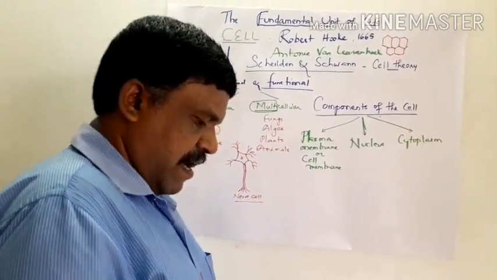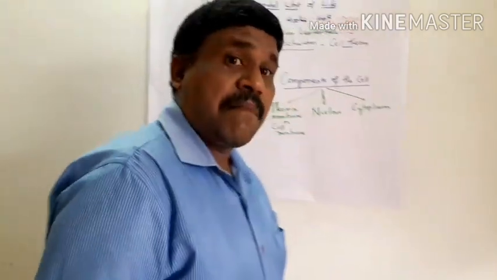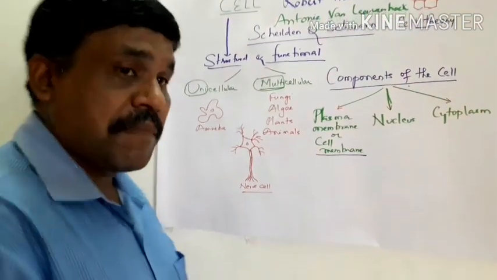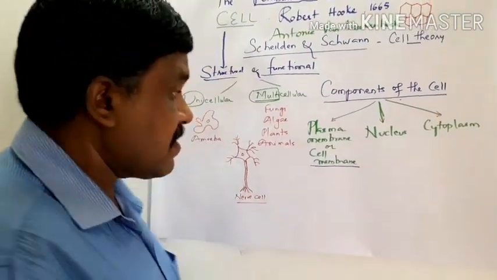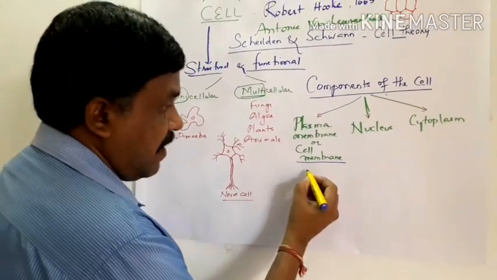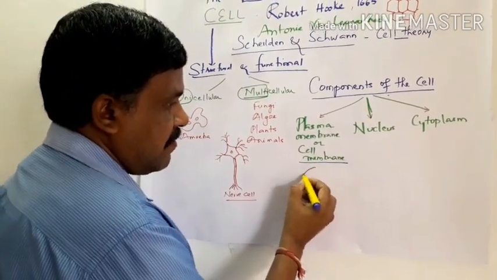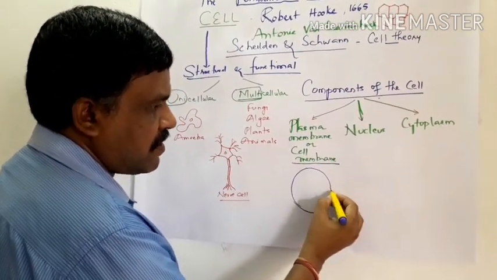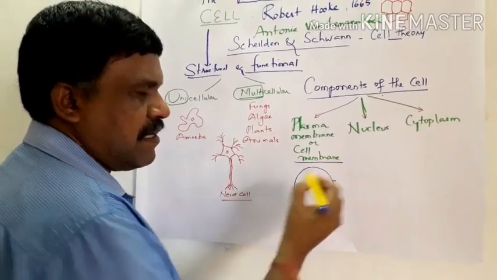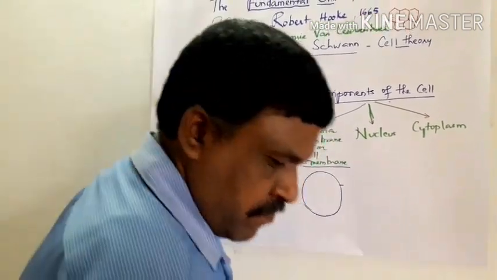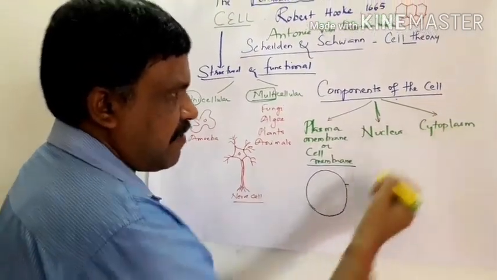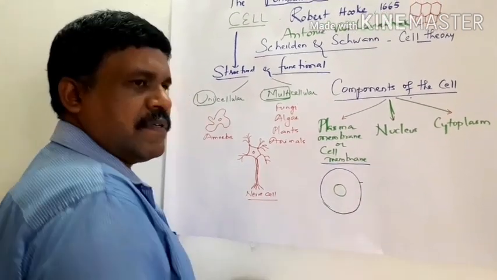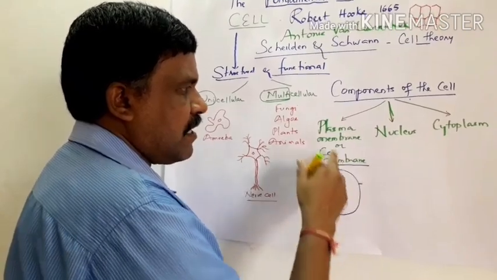Now we will study about the plasma membrane. The plasma membrane is the outermost living layer. If you take a cell, suppose let us take a cell here. This is an animal cell I am considering here. The outermost layer that you are seeing is the plasma membrane. Then inside you have the cytoplasm, and you have the nucleus here. So this is the nucleus part, and this is the outermost layer, the plasma membrane.